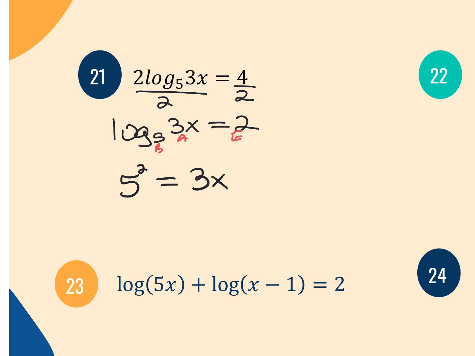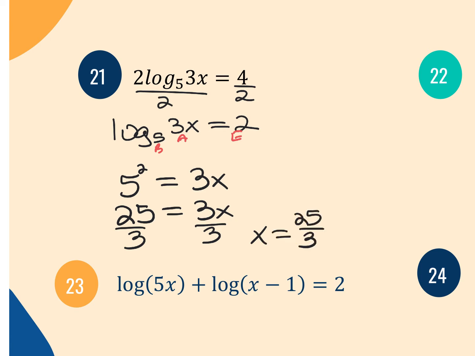I'm going to figure out what 5 squared is. Set it equal to 3x. Divide by 3. And x equals 25/3. If I plug that in, it does not make my original problem negative, so it's good. It checks.